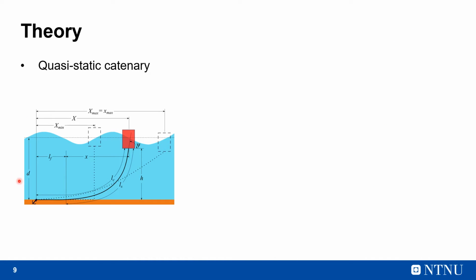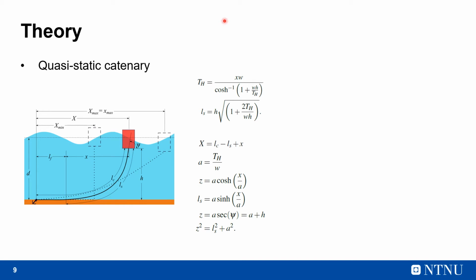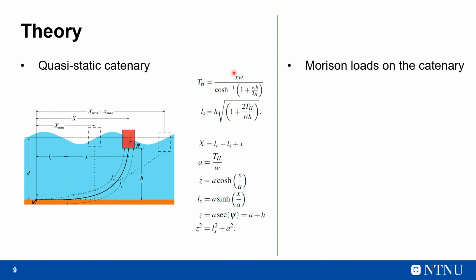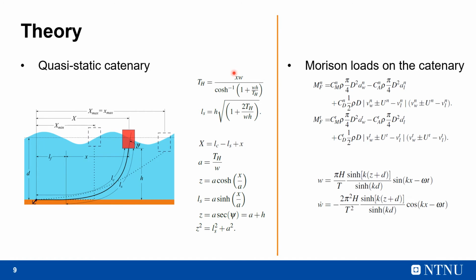If we consider that at any time instant the shape of the mooring line conforms to the theoretical catenary, then we can use the catenary equations to formulate a lookup table between horizontal tension and horizontal position of the buoy, and based on this the mooring forces can then be interpolated for any location of the buoy. Looking at the fluid forces on the catenary, we can use the Morison loads to calculate the wave and current loads on the mooring line itself.